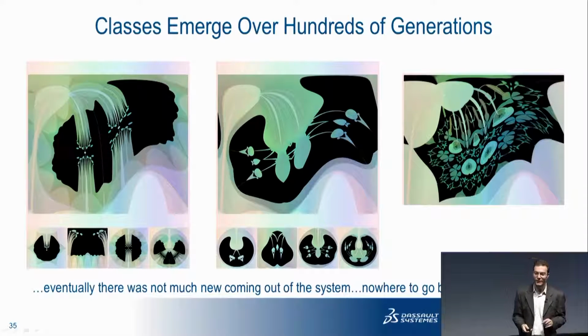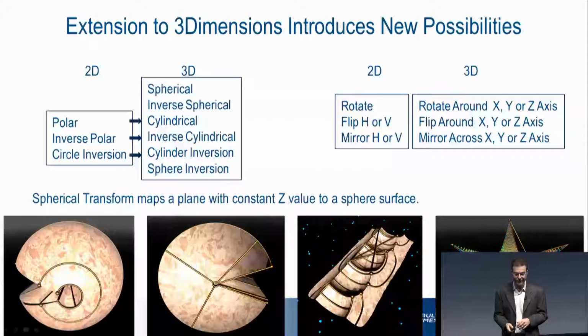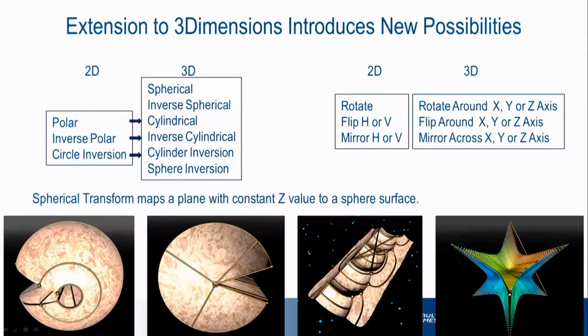I mean, this is all two-dimensional stuff. There is, of course, the possibility that instead of doing polar coordinate transformation, you could do some 3D coordinate transformations. And so again, using Pipeline Pilot and in this case the persistence of vision ray tracing freeware application, you can extend from doing planar transformations of a square to 3-space transformations of a cube.